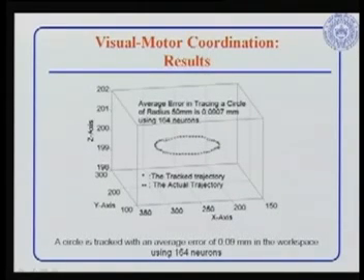What you are seeing here is that we commanded the end effector of the robot to track a circle, and the star positions are the points along which the robot has moved. The average error in tracing a circle of radius 50 mm is 0.0907 mm using 164 neurons. The star is the tracked trajectory and the broken line is the actual trajectory. So, a circle is tracked with an average error of 0.09 mm in the workspace using 164 neurons.